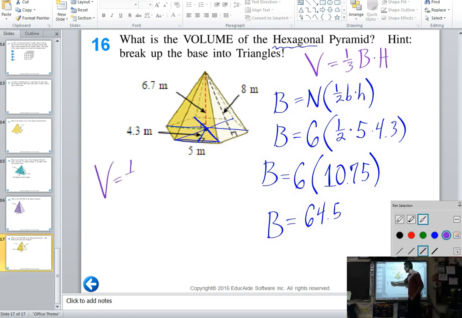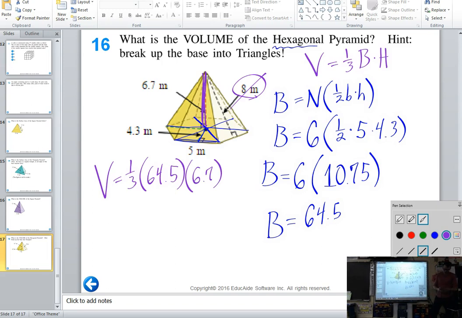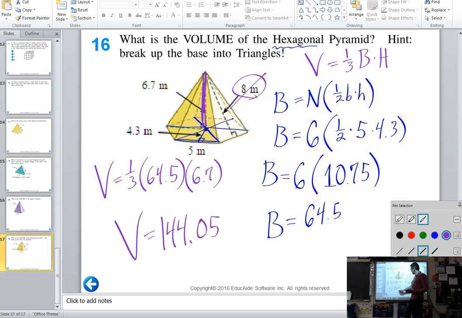Set up our 1/3 times that big B times the vertical height of the pyramid. This 8 is worthless. We don't need it. The 6.7 is the value that we need. And 64.5 times 6.7, then divided by 3 gives me a final volume of 144.05 meters squared. Sorry, cubed, because it's volume. Gonna fix that correctly.